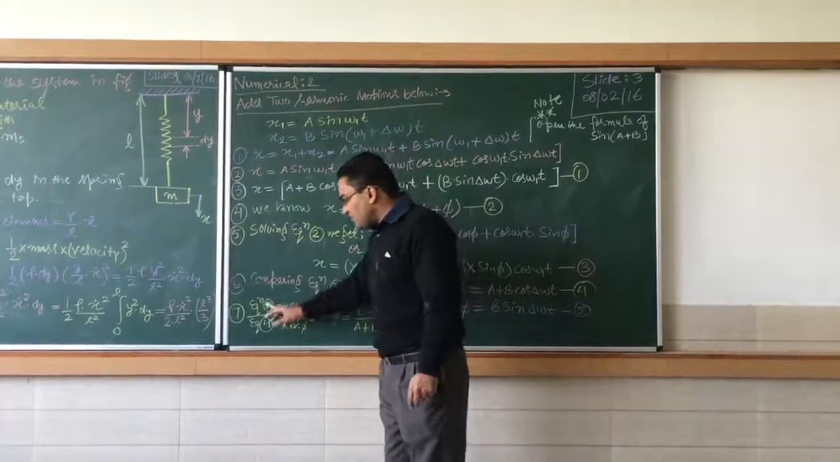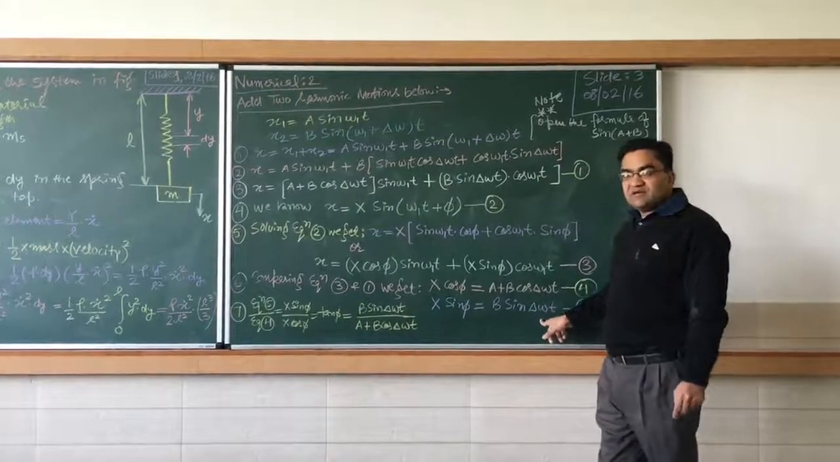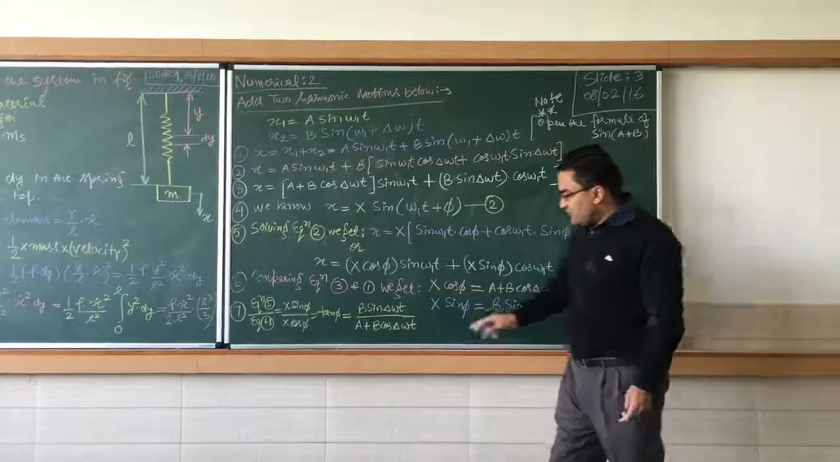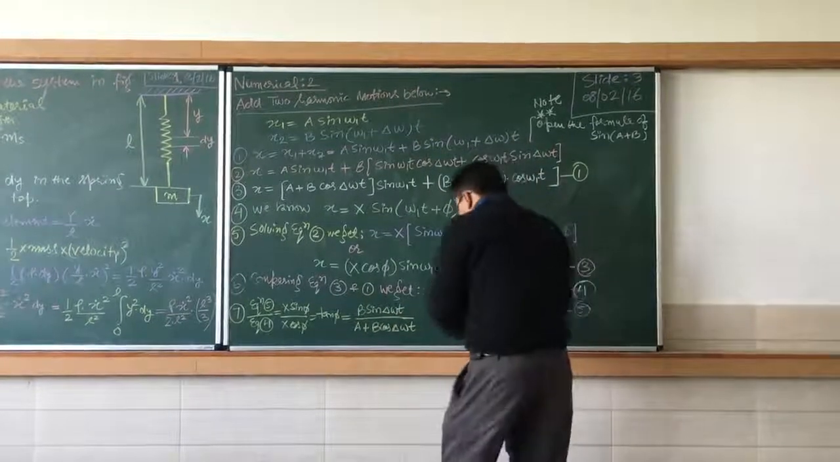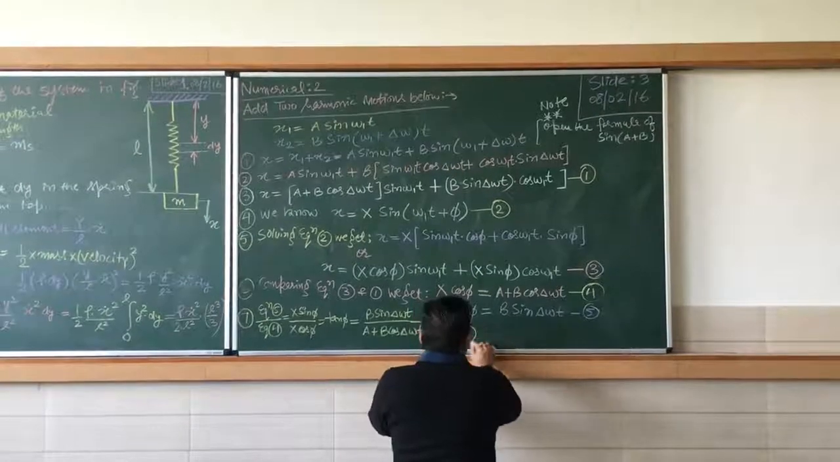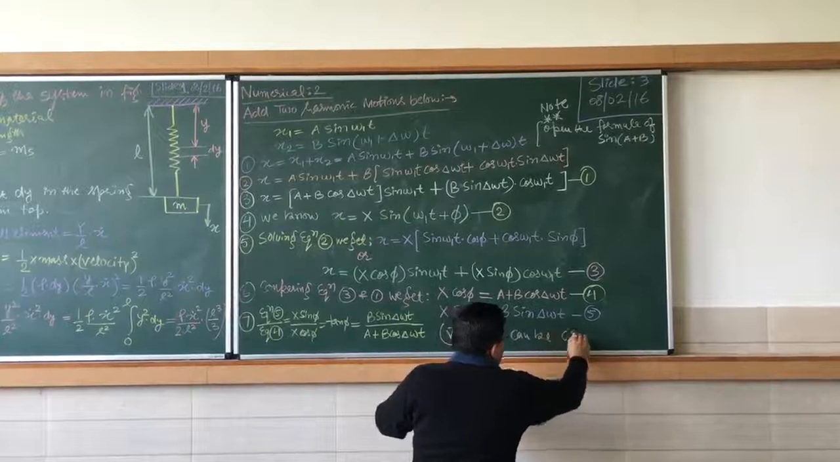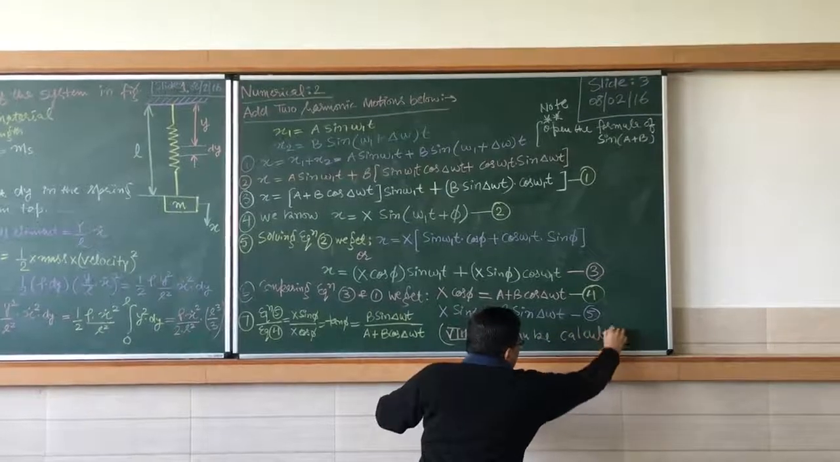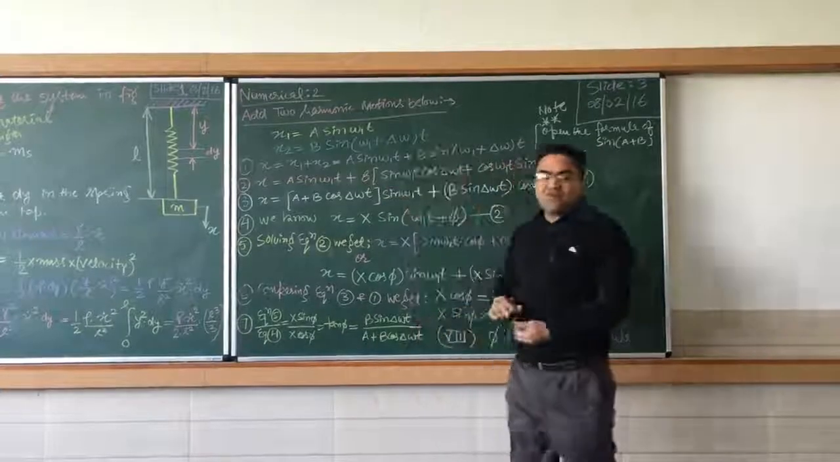Now step number 7, if I divide equation number 5 by equation number 4, what do I get? Tan phi. So tan phi will be equal to this much, and again phi can be calculated. So I write it in step number 8 as phi can be calculated. So this is over for today.